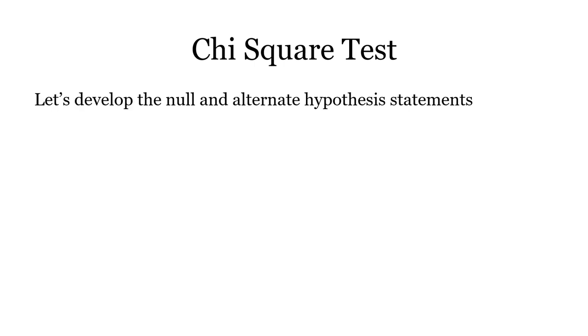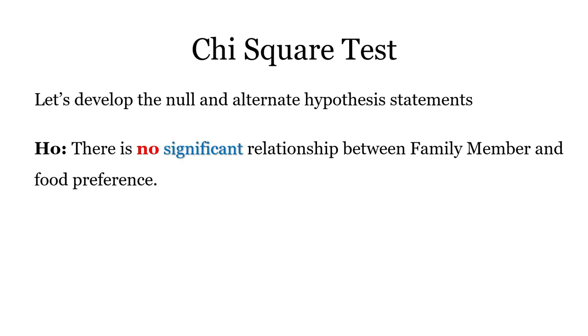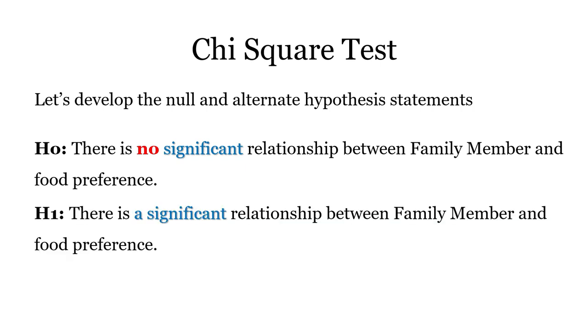So as we discussed in our earlier video, let's develop the null and alternate hypothesis statements. The null hypothesis statement is the negative assumption that should show there is no association, and hence we will have our null hypothesis as follows: there is no significant relationship or no significant association between family members and type of food preferences. And then we will be formulating the positive alternate hypothesis statement mentioning there is a significant association or relationship between the family members and type of food preferences.